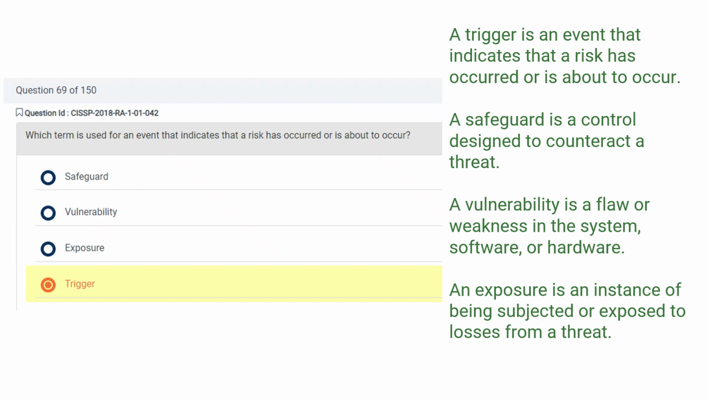A safeguard is a control designed to counteract a threat. A vulnerability is a flaw or weakness in the system, software, or hardware, and an exposure is an instance of being subjected or exposed to losses from a threat.